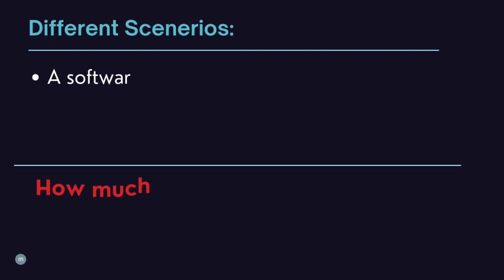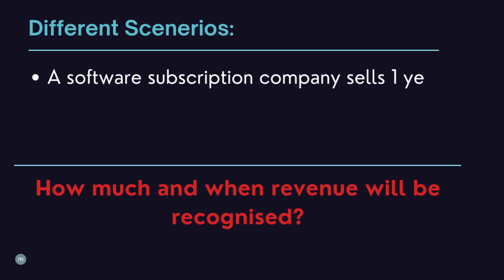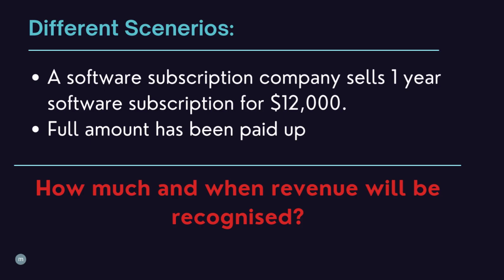So before we jump into the next example, I really want you to remember this. The best way to actually understand any IFRS and not just memorize boring theory is to see how it works in real life. So let's switch it up. The next example is software subscription. A company sells a 1-year license for $12,000 paid upfront.